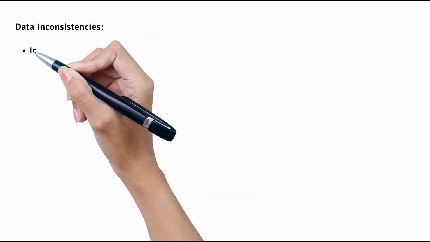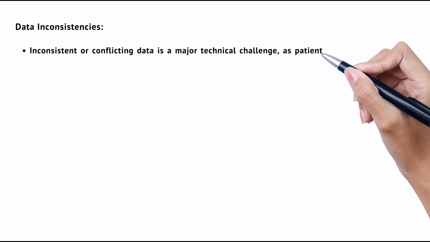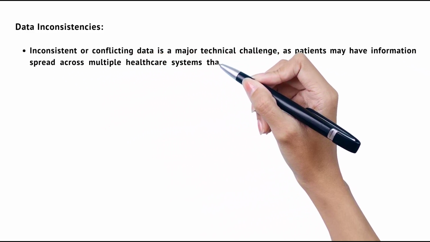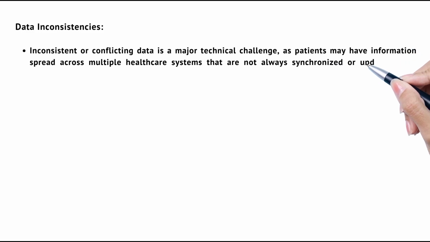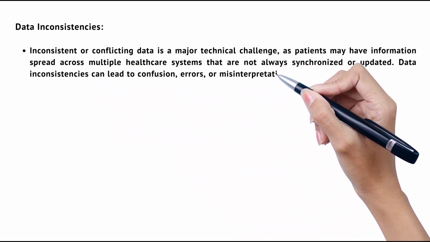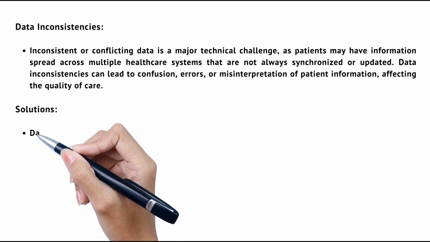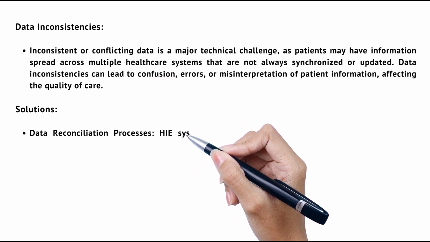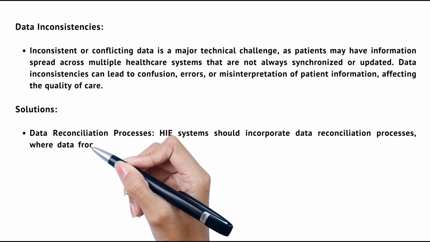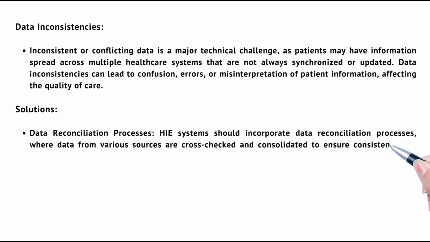Data inconsistencies. Inconsistent or conflicting data is a major technical challenge, as patients may have information spread across multiple healthcare systems that are not always synchronized or updated. Data inconsistencies can lead to confusion, errors, or misinterpretation of patient information, affecting the quality of care. Solutions. Data reconciliation processes. HIE systems should incorporate data reconciliation processes, where data from various sources are cross-checked and consolidated to ensure consistency and accuracy.